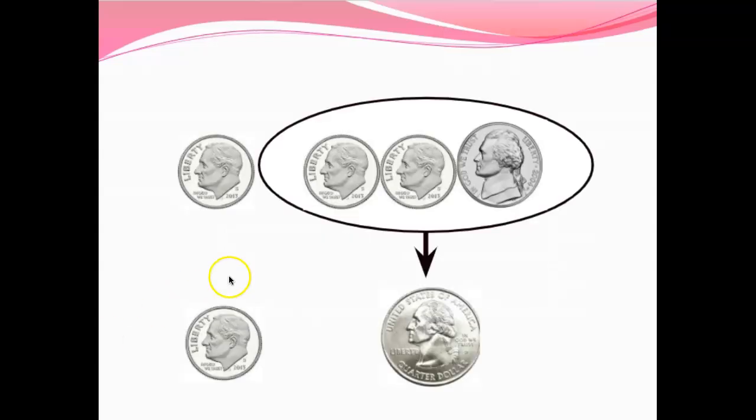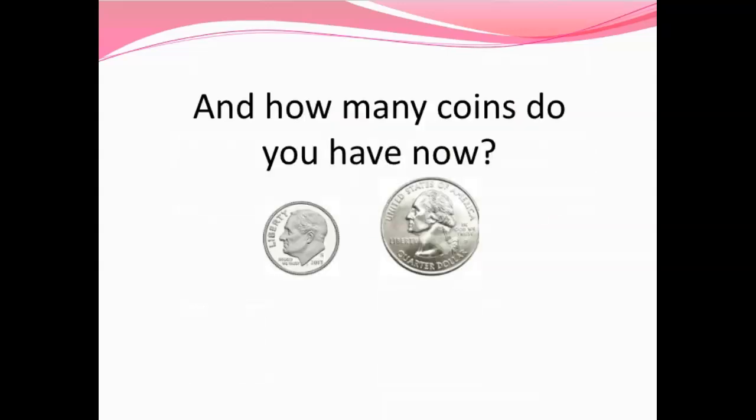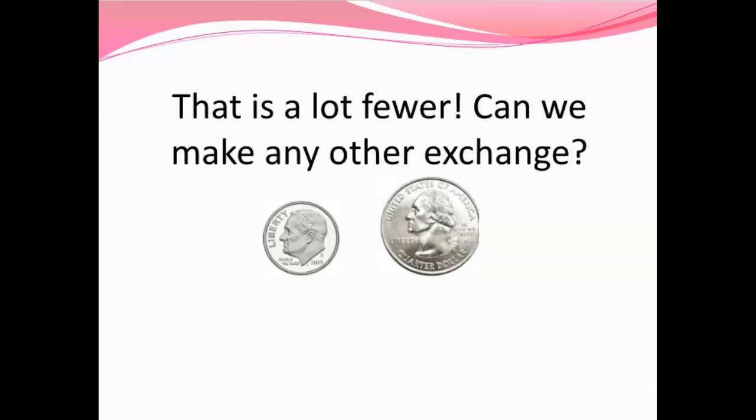You should have done something like this. These 3 coins together have the same value as this coin. We still can't forget about this dime though, so we need to bring it down. Now how many coins do you have? Just 2. That is a lot fewer, right? We went from 4 to 2.